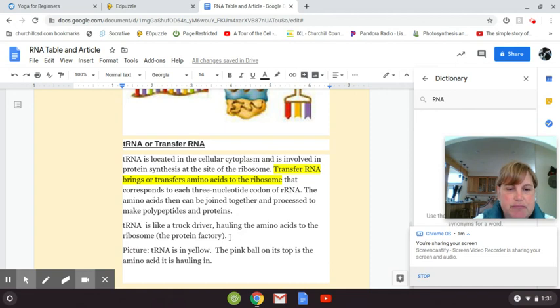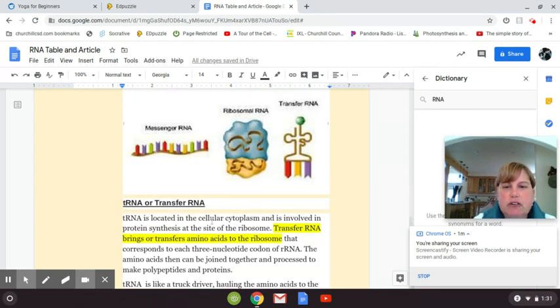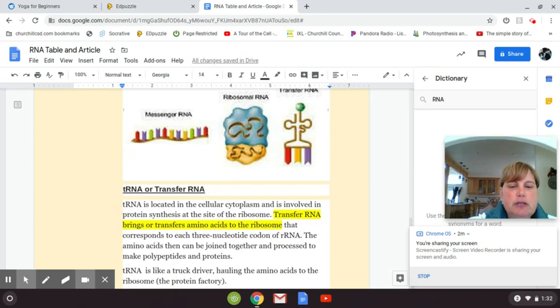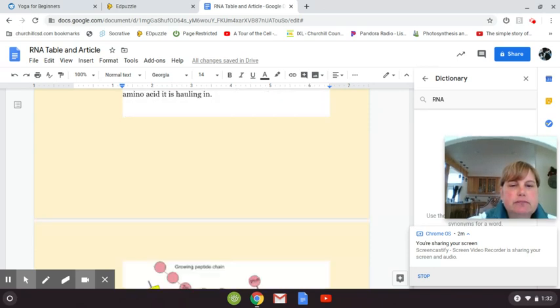protein factory. So if we look at this picture right here, you can see that this whole piece right here is considered the transfer RNA, and it's carrying or hauling that little ball at the top, which is your amino acid. So this whole piece is the actual transfer RNA, and that little piece on the top that it's hauling is the amino acid.